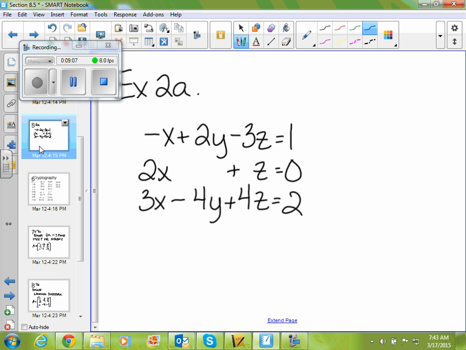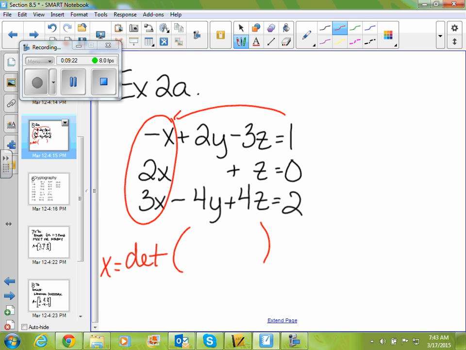So the first thing I'm going to find is x, which is the determinant of the matrix, except instead of using my coefficients for x, I'm going to replace these front coefficients with my solutions. So I'm going to have 1, 0, 2, 2, 0, negative 4, and negative 3, 1, 4. These coefficients stayed the same, so they just come straight down.